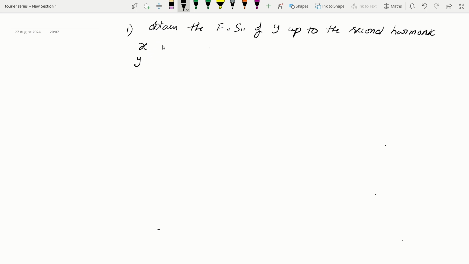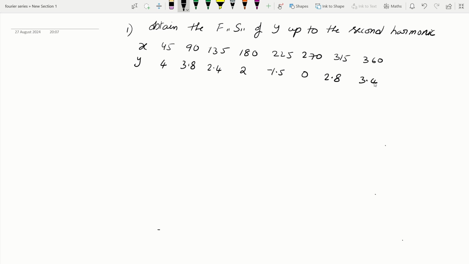X values: 45, 90, 135, 180, 225, 270, then 315, next 360. And y values are 4, 3.8, 2.4, 2, then minus 1.5, 0, 2.8, 3.4. This is the data.